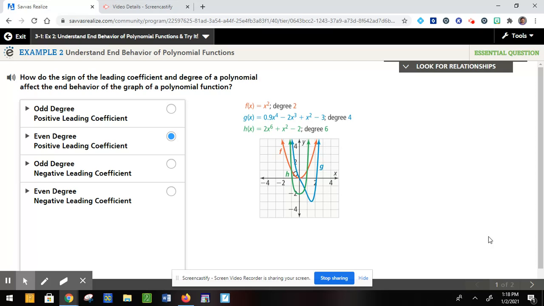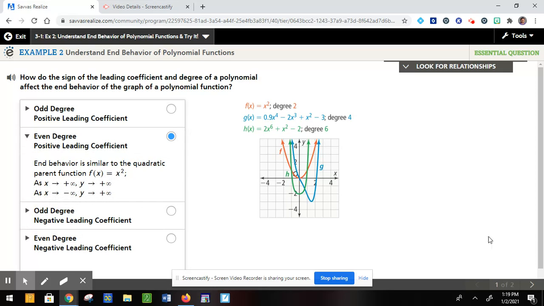Notice what's happening. On both sides of all three functions, it's going up, right? With the parabola, remember, both directions are the same. It's either both going up or both going down. Looking at the mathematical breakdown, as x is moving to the right, y is going up. As x is moving to the left, y is also going up. So when it's an even degree and the leading coefficient is positive, the end behavior of each side of your function will be going up.